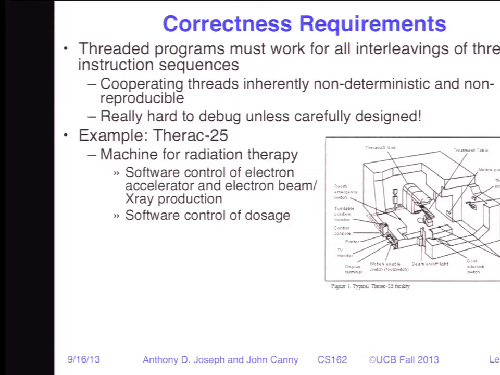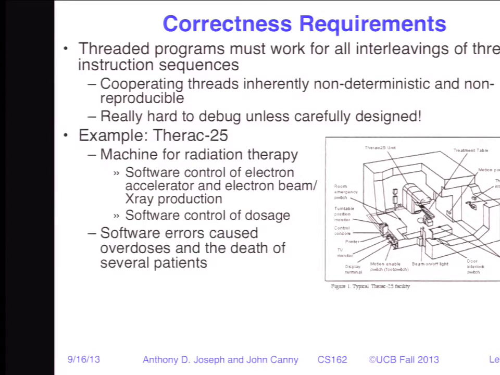Ordinarily, that would have been a good idea. In this case, unfortunately, it was a very bad idea. Because of multiple software errors, the machine ended up causing several overdoses and also several patient fatalities. So this is a machine that's intended to cure people, and instead it was injuring and killing them because of software errors. If you haven't read the paper, I encourage you to read the paper. It might be on the midterm.